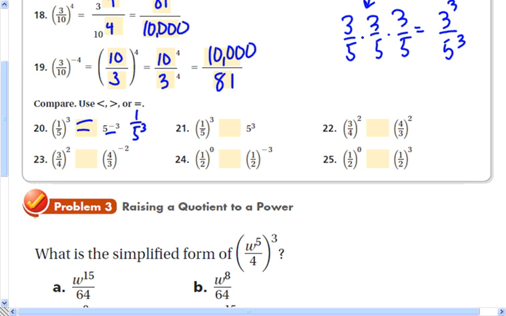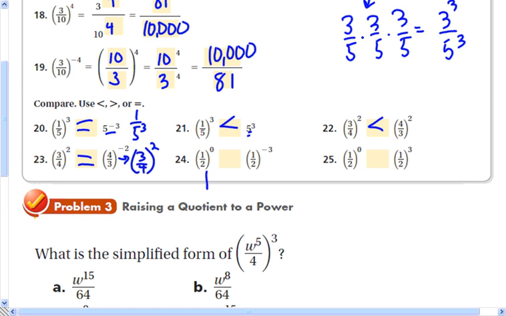1/5 to the third. So 1/5 times 1/5 times 1/5, that's not the same as 5 times 5 times 5. In fact, it's a lot smaller. 3/4 squared, 4/3 squared, no. 3/4 times 3/4 is going to be smaller than 4/3 times 4/3. All right, 3/4 times 3/4 is the same as 4/3 to the negative second. It is, yeah, because that's equal to the reciprocal of that, the positive second. Those are exactly the same. Anything to the 0 power is 1.